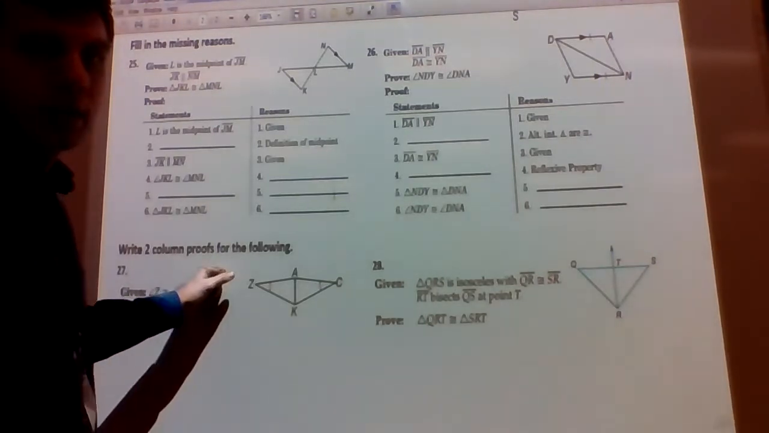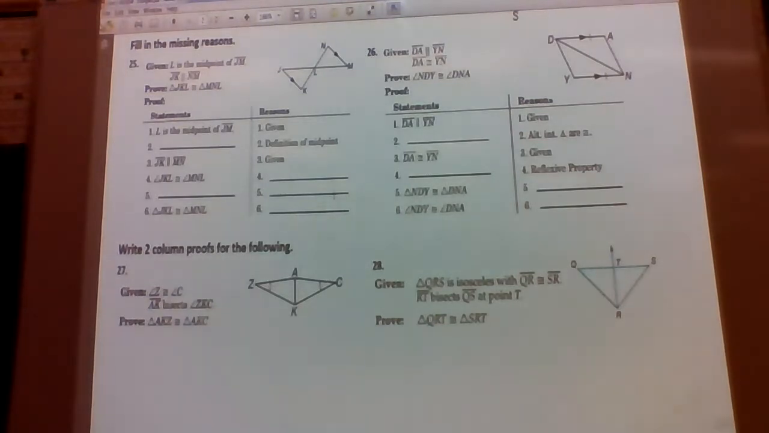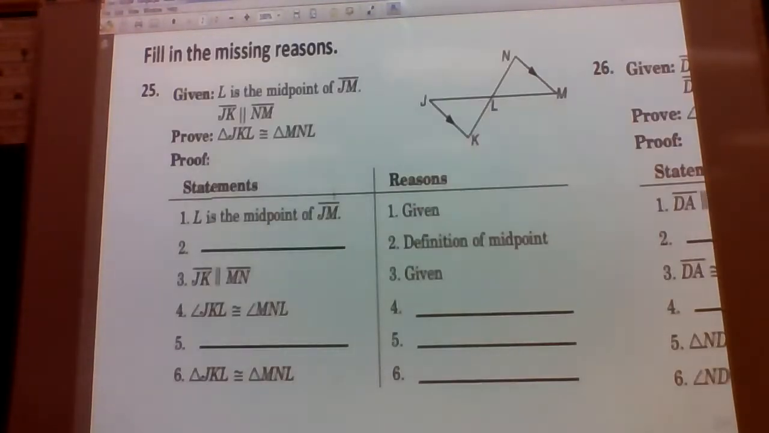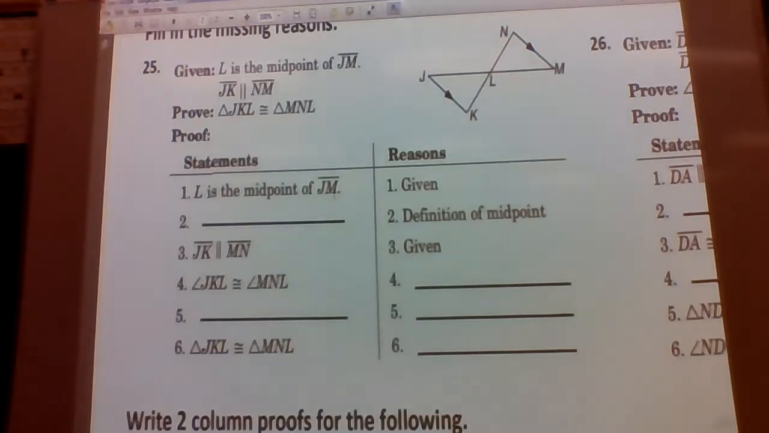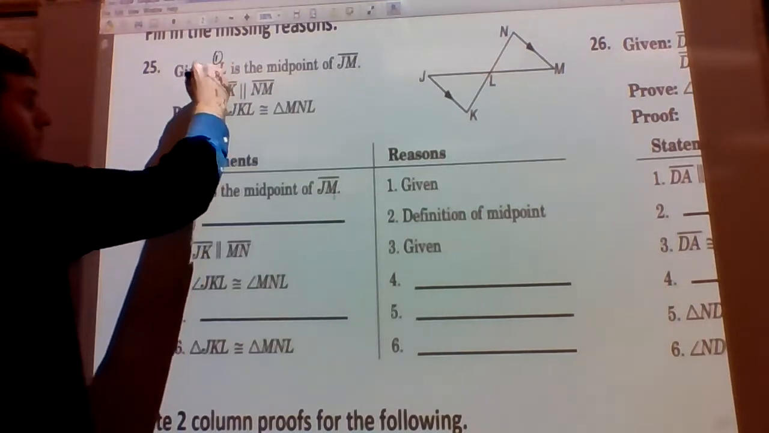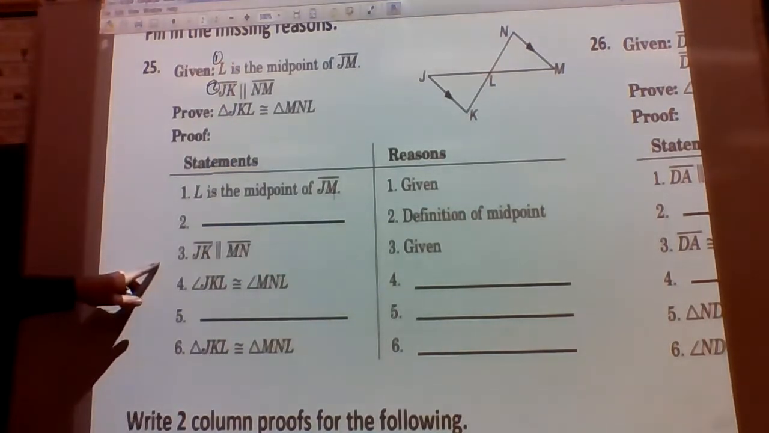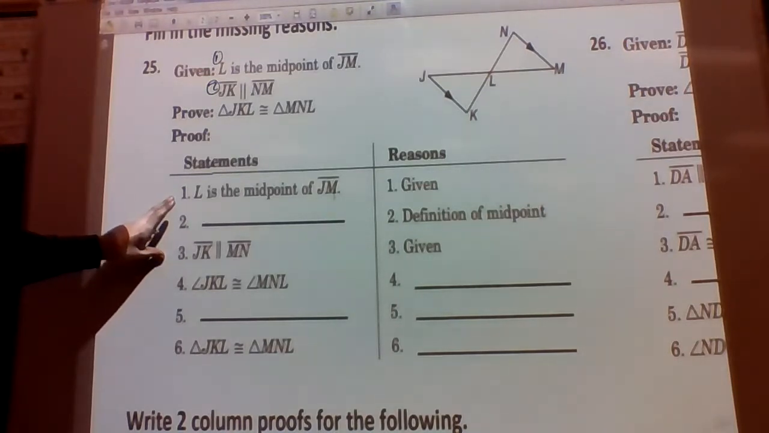Let me zoom in. We'll do one at a time, zooming in on each one. So we have 2 givens. L is the midpoint of JM, and JK is parallel to MN. They've written those in.